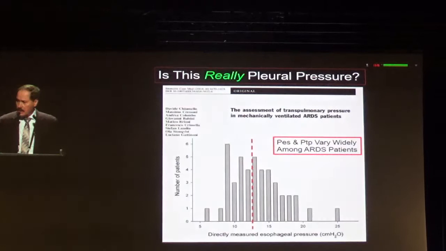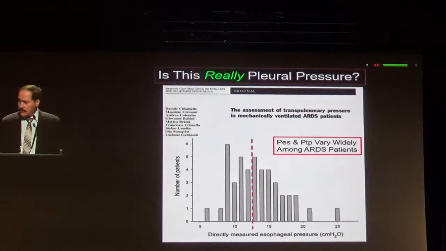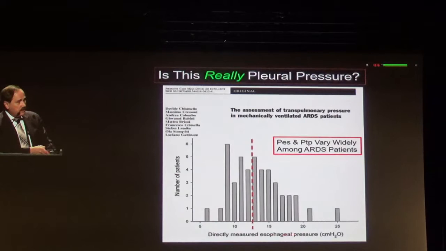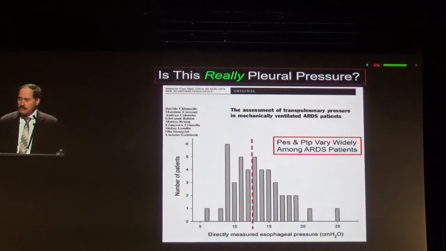Now, if David Chiumello and Luciano are in the audience, they will recognize that if you look at the directly measured esophageal pressure in a number of patients with ARDS, you see that there's a wide spectrum of pressures varying from 5 to 25 centimeters of water, esophageal pressure, with an average in many ARDS patients approximately 12 to 15 centimeters of water. Now that's a very wide range, and people might say the esophageal pressure can't be measuring pleural pressure, can it?